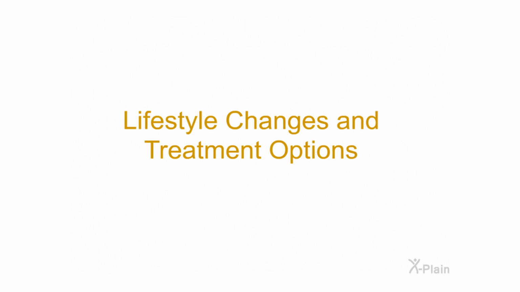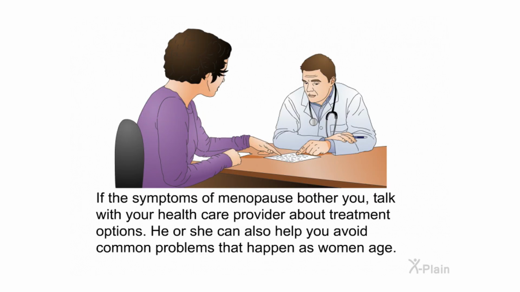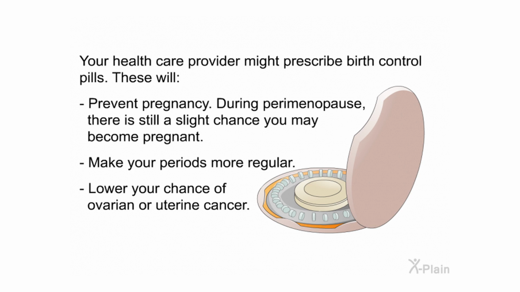Lifestyle changes and treatment options. If the symptoms of menopause bother you, talk with your healthcare provider about treatment options. He or she can also help you avoid common problems that happen as women age. Your healthcare provider might prescribe birth control pills. These will prevent pregnancy. During perimenopause, there is still a slight chance you may become pregnant. They can also make your periods more regular and lower your chance of ovarian or uterine cancer.